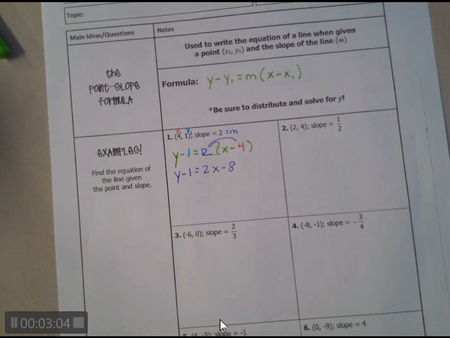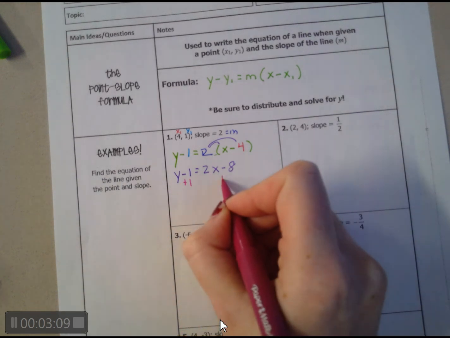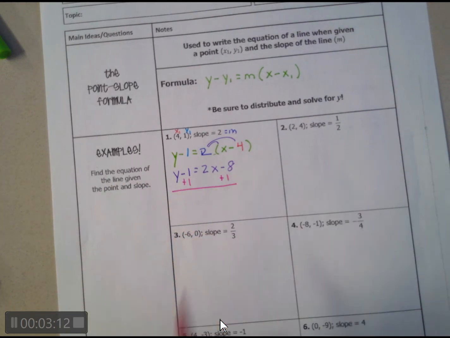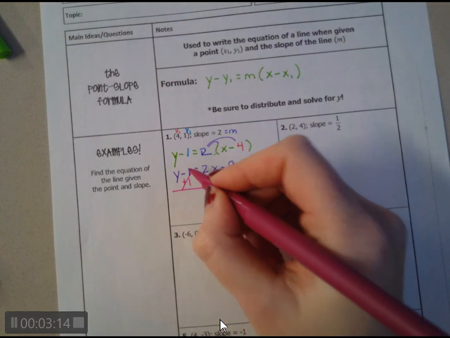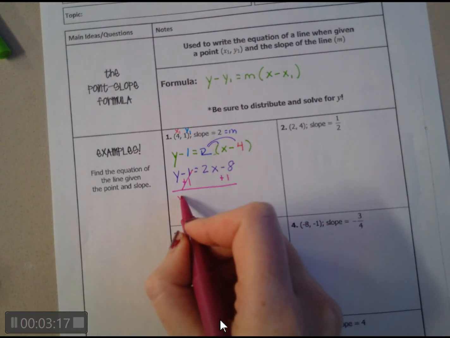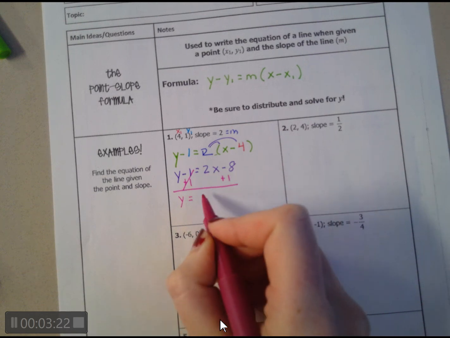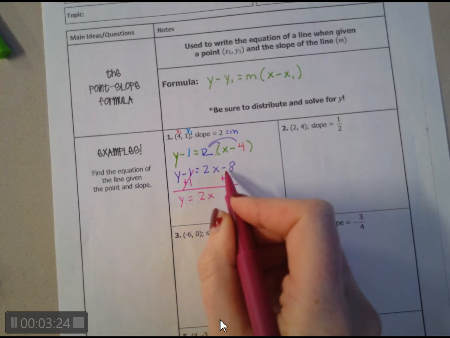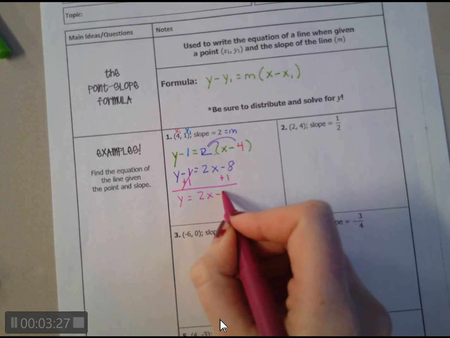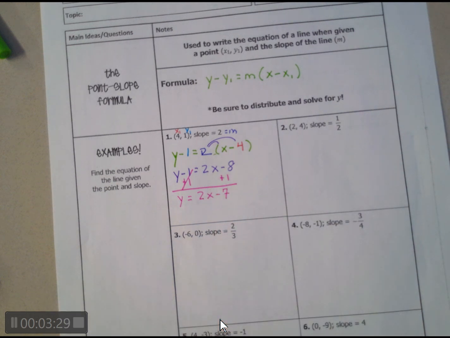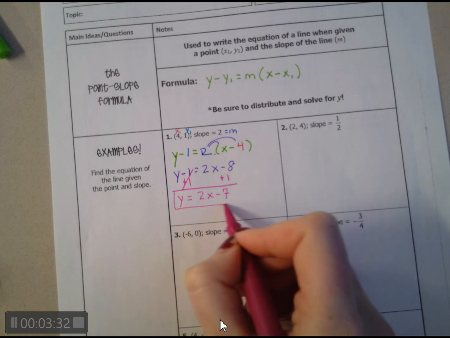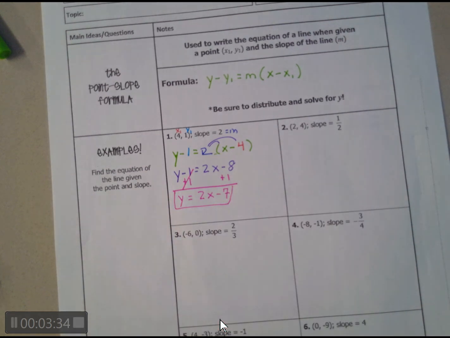And I have to get y by itself, so I'm going to add 1 to both sides. So then my 1's will cancel here, and I'll be left with y equals 2x, which does not combine with the 1 because they are not like terms, so you just rewrite 2x, and then negative 8 plus 1 will give me negative 7. And that's your answer. You okay with that?